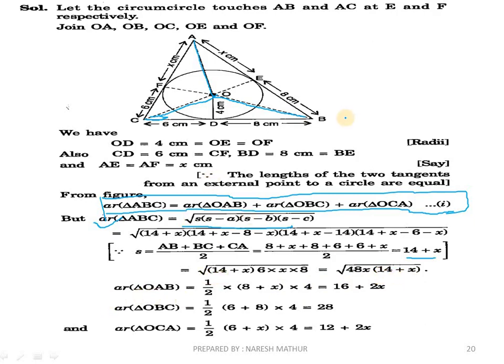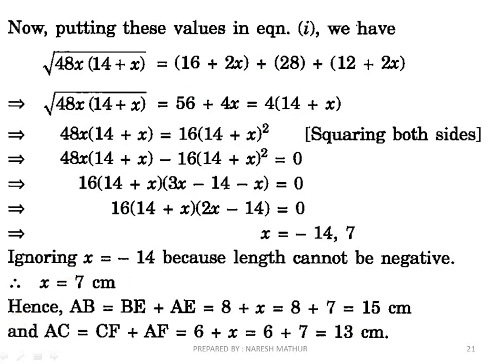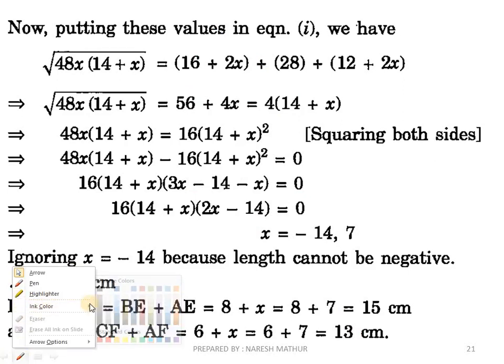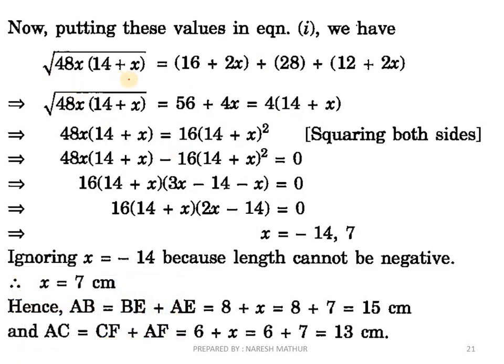Now for finding area of OAB, see here, OAB, half into base into height. Base would be what? 8 plus x, and height will be 4, because height is always taken perpendicular, and OE is the radius, and the radius will always be perpendicular to the tangent at the point of contact. So we can take 4 as the height for triangles AOB, BOC and AOC. After getting the individual areas of these three triangles, we can equate the sum of the areas of these three triangles to the whole triangle.